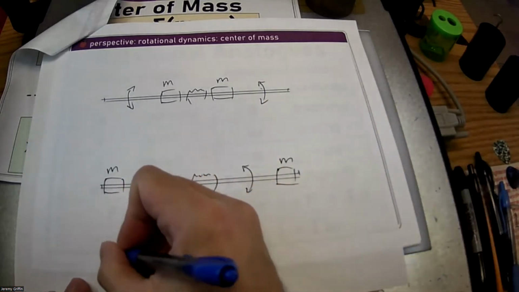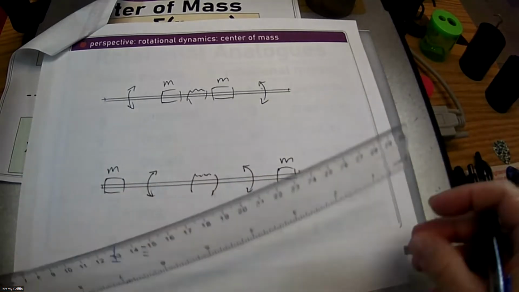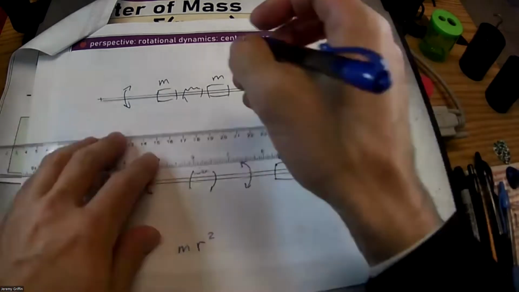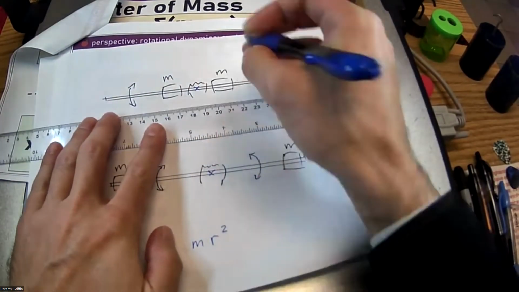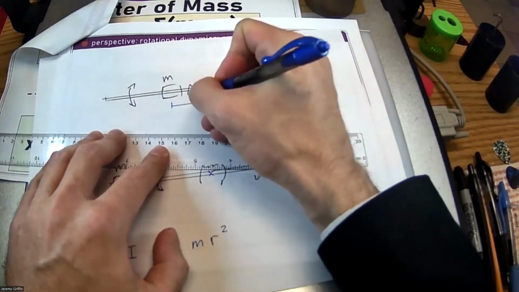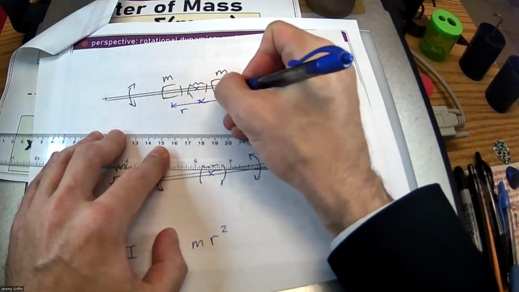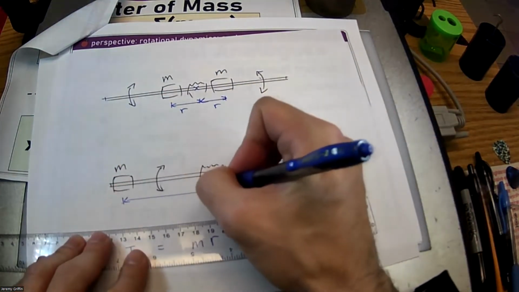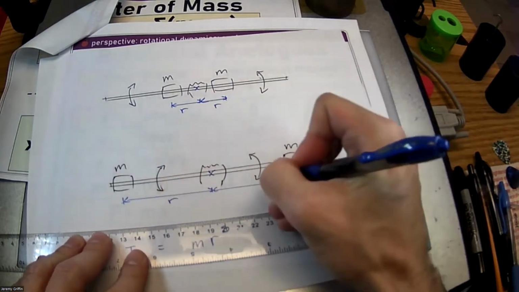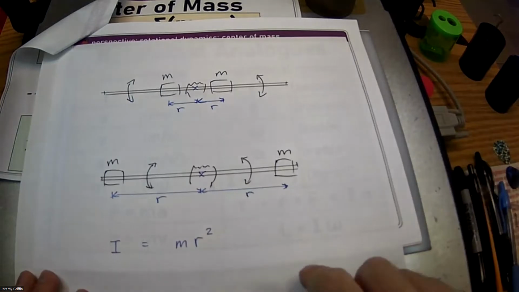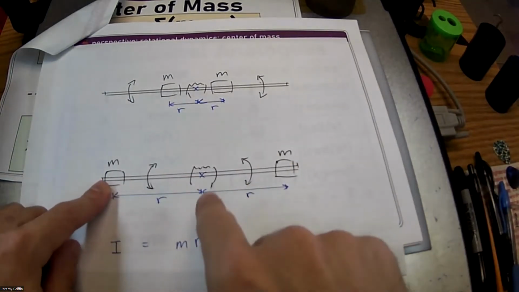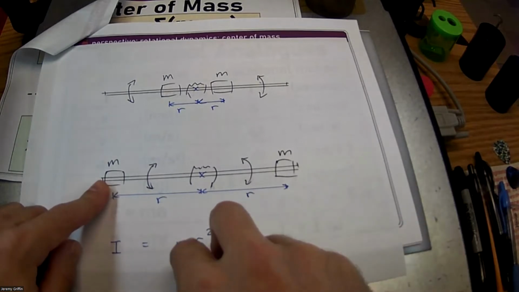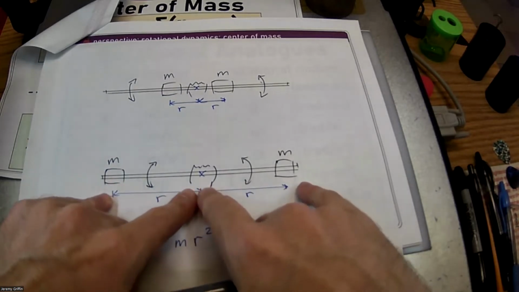Rotational inertia is equal to, for a single point, mr squared, where from this pivot point in the middle, each one of these masses has a radial distance r. Same story down here. If I take this mass times this radial distance squared, that can represent how much rotational inertia it has. And then what about the fact that there are two of these guys?